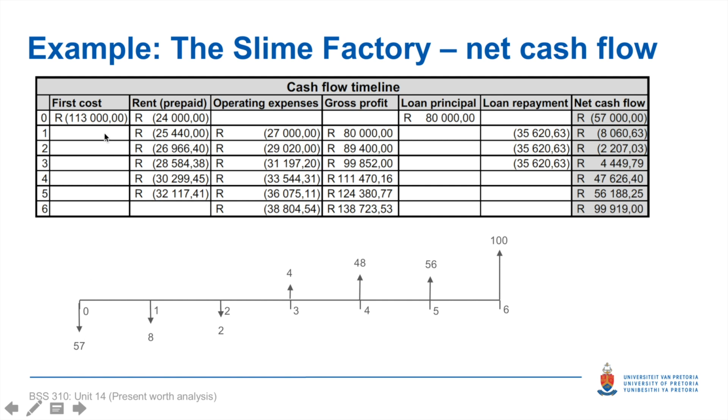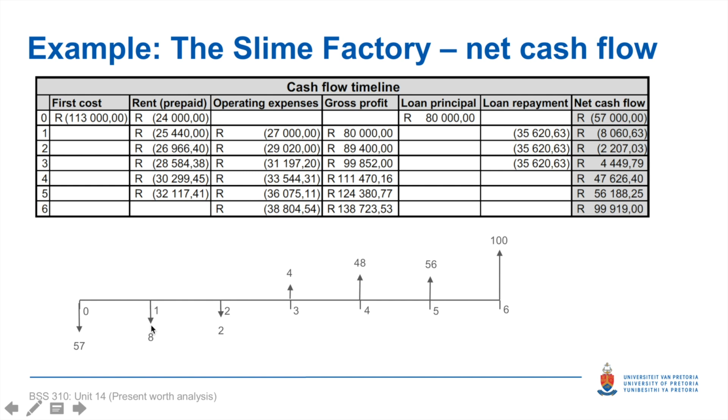I no longer have my first cost, that's been reflected, so I don't reflect that ever again. I again have prepaid rent. I have my operating expenses for my first year. I have gross profit, which I've earned throughout my first year. I don't have any more money coming from the bank into my pocket, but I have to start repaying my loan. So I have this loan repayment at point number 1, the end of my first year. And if I add all that together, I have a net cash outflow of 8,000 Rand, which is reflected over here.